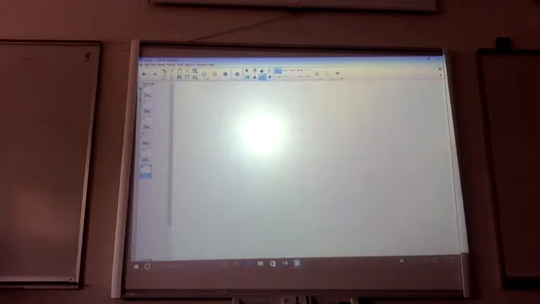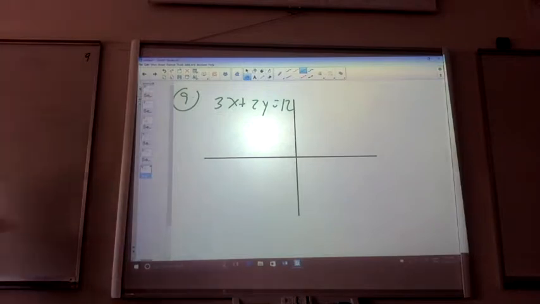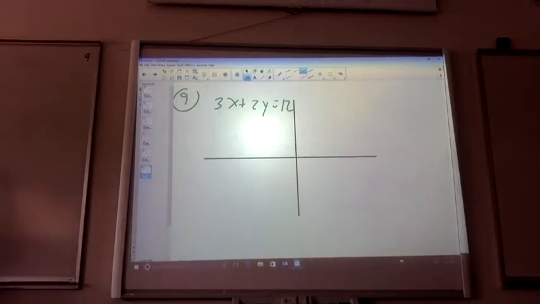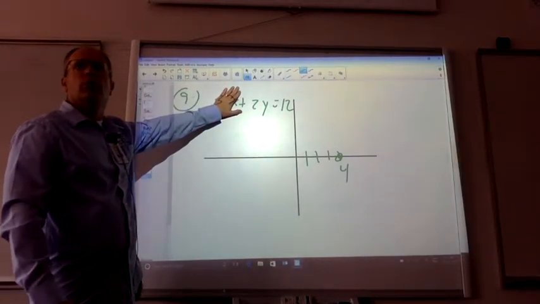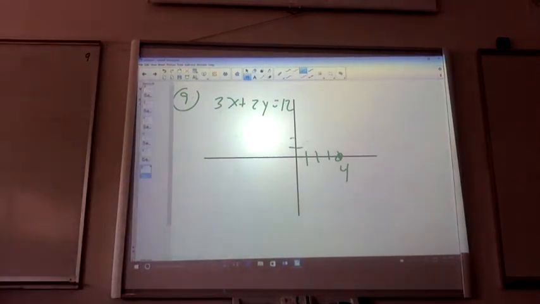Number 9, same idea. Create our x, y axes. I have 3x plus 2y is equal to 12. Let's find where it crosses the x-axis. 3 times what number gives me 12? 4. So x equals 4. So on the x-axis, you go 1, 2, 3, 4. 2 times y is equal to 12, so 6. So that's on the y-axis because it says y equals. Connect the dots. Looks like that. Yay.